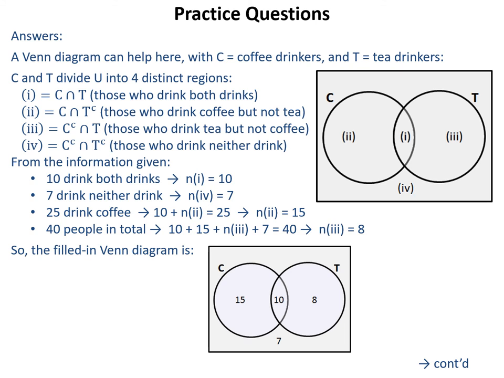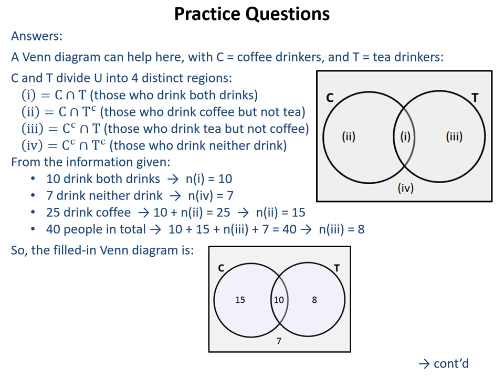Here, if we draw a Venn diagram with two circles, and we'll label the coffee drinkers as C and the tea drinkers as T, we can see here in the Venn diagram on the upper right that the sets C and T divide the universal set into four distinct regions. And we've labeled them here from 1 through 4.